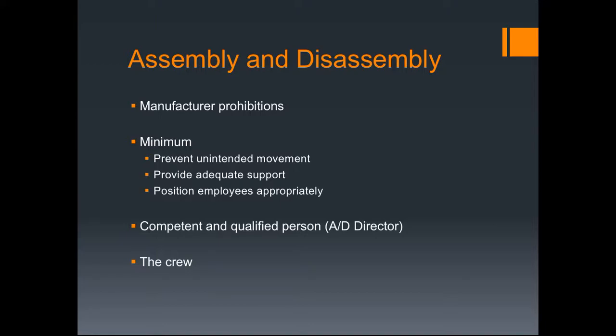All of these must be done by a competent and qualified person, and this is usually the assembly disassembly director. They must take several precautionary steps, such as checking the site and ground conditions, checking the weather and wind speed, and blocking material that could be in the way when moving a crane. And you always just make sure that the crew understands their tasks and the hazards associated with those tasks, because a construction site is very dangerous, especially when moving a crane. So you need to make sure that the crew is very cautious and aware of their surroundings.